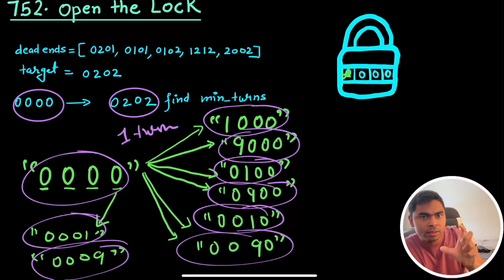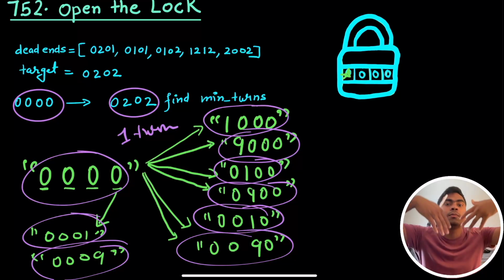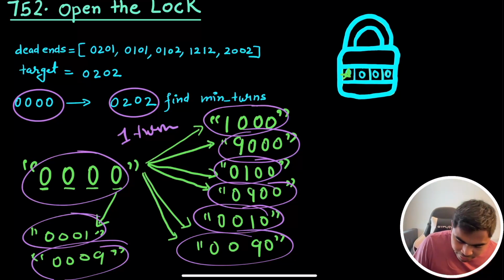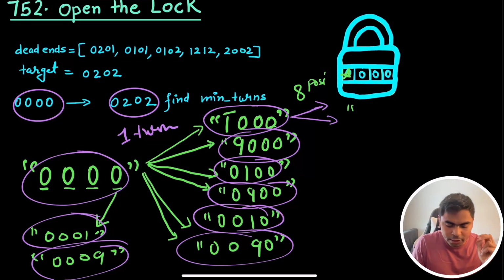Given that none of these states are deadlocks, from these states we can go to multiple states again. Like from here, we'll have 2 possibilities. Well, actually, from here it's not 2 possibilities, sorry, there are 8 possibilities. Choosing the first digit gives me 2 possibilities, so for 4 digits it's 8 different possibilities.